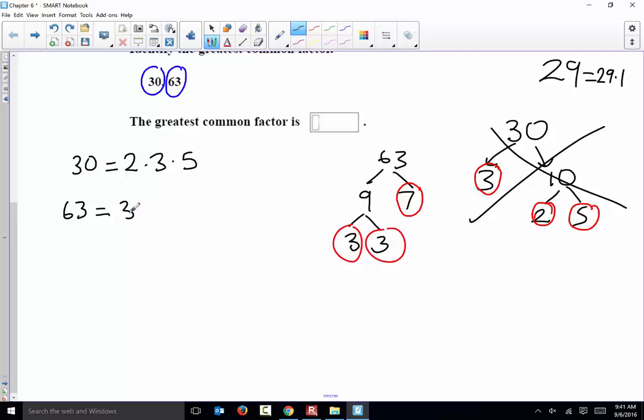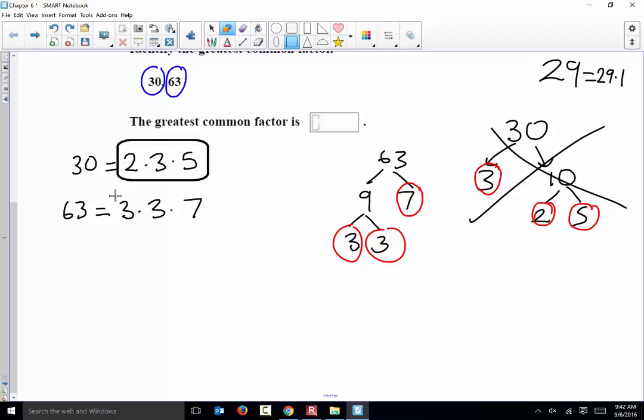Double 3 and 7. Okay? Now, any questions? Alright, are we done with factoring? Yes, but now we are going to check out what's common between these factors. So frame this. This is what you need to focus on. Focus on this and focus on that.